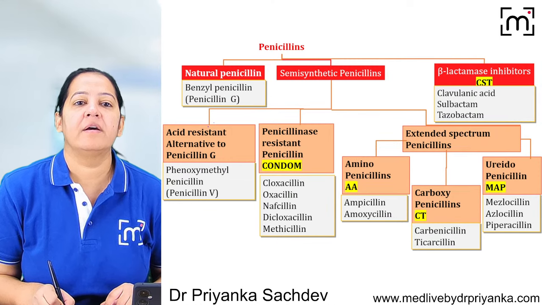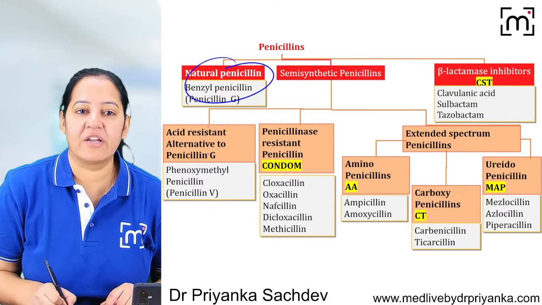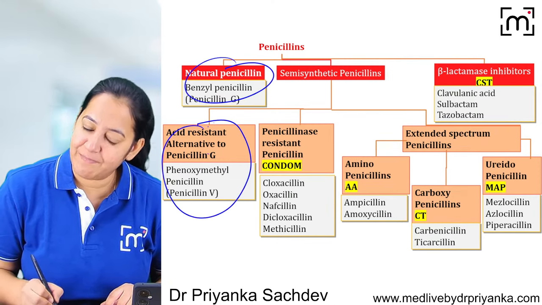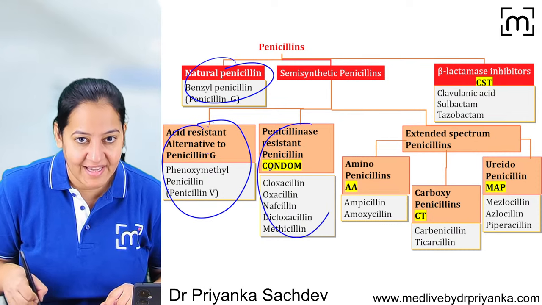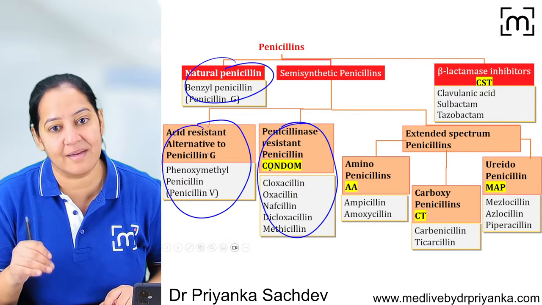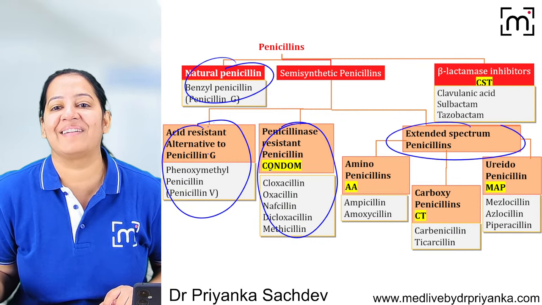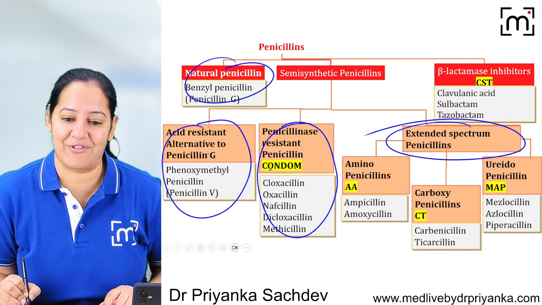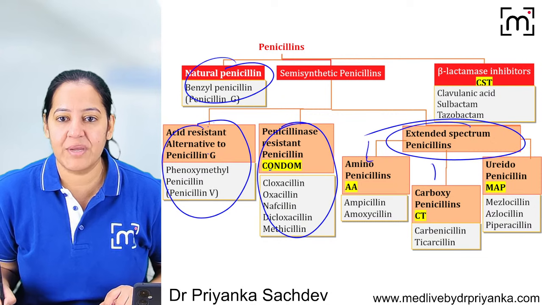We are done with natural. In the artificial, we are done with the first category, that is penicillin V. We are done with the second category, that is penicillinase resistant penicillin, that is condom. Coming to the last category, that is extended spectrum. Can I come to extended spectrum? There are three extended spectrum types.